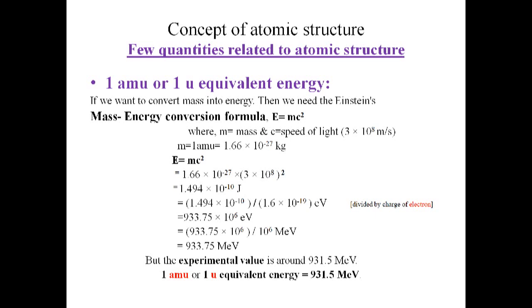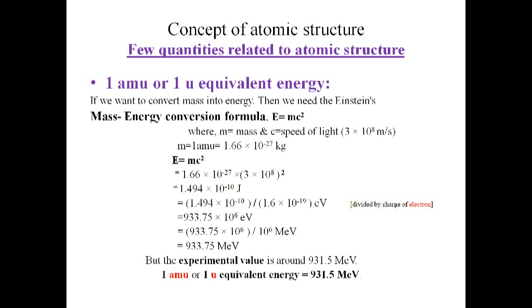That's 1.66 × 10^-27 kg. We just put the value of mass into the equation E = mc² and put the value of the speed of light, 3 × 10^8 meters per second, and by calculating this equation, we get 1.494 × 10^-10 joule.